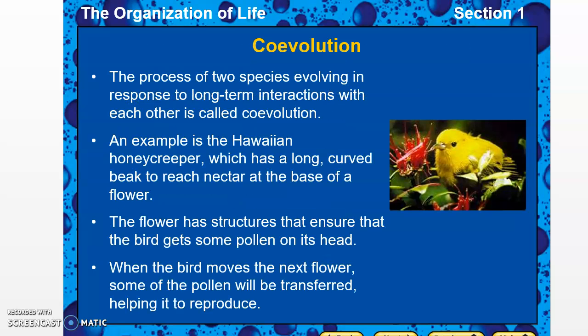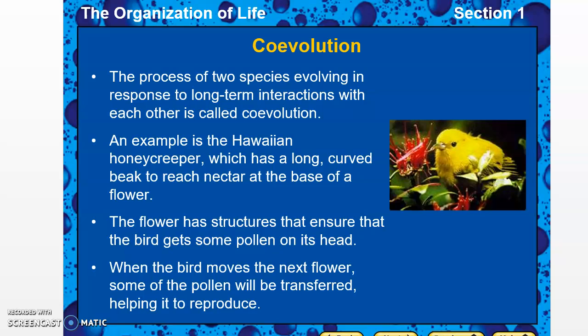Coevolution is when two species evolve together. So they both evolve because of long-term interactions with each other, and this is called coevolution. An example is this Hawaiian honeycreeper. If you can see in the picture, it's a little hard to see, but it has a long curved beak, and that's to help it reach the nectar that's at the base of the flower, that's inside of the flower.